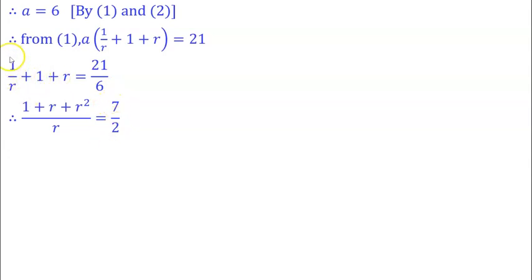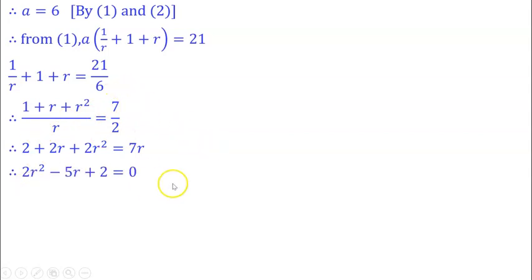And the simplification of 1/r plus 1 plus r is (1 plus r squared)/r, and that is equal to 7/2. Next, cross multiplication, that is 2 into in bracket 1 plus r squared. Then you will get 2 plus 2r squared, and the cross multiplication is equal to 7r. You will get the quadratic equation 2r squared minus 5r plus 2 is equal to 0. The factors are 2 into 2, that is 4. Therefore, the factors are minus 4r and minus r.